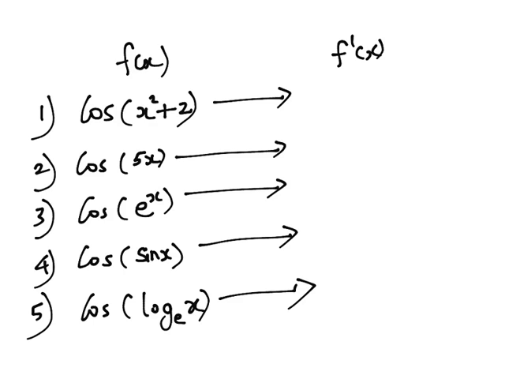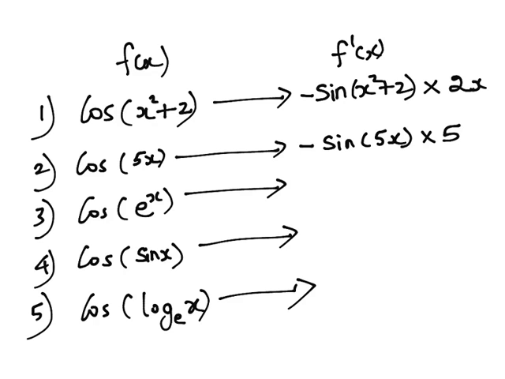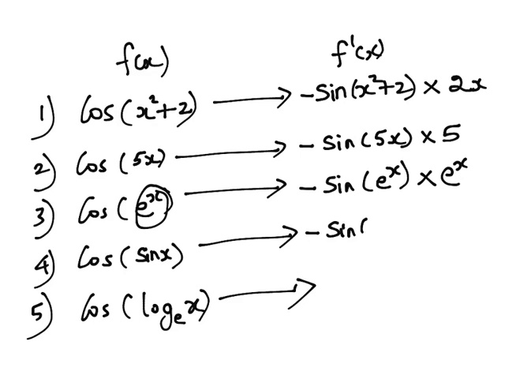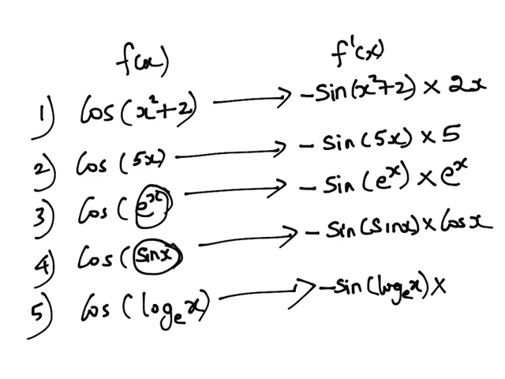Okay, fine. The answers are, the derivative of cos is minus sine, so it is minus sine of x squared plus 2 multiplied with 2x, which is the derivative of x squared plus 2. Now in this case the answer is minus sine of 5x multiplied with 5, because 5 is the derivative of 5x. Now here it will be minus sine of e power x multiplied with the derivative of this, which is e power x. Now again here it will be minus sine of sine x multiplied with the derivative of sine x, which is cos x. Finally I'll get minus sine of log x to the base e multiplied with the derivative of log x to the base e, which is 1 by x. So these are the correct answers. So I hope you got all of them correct.